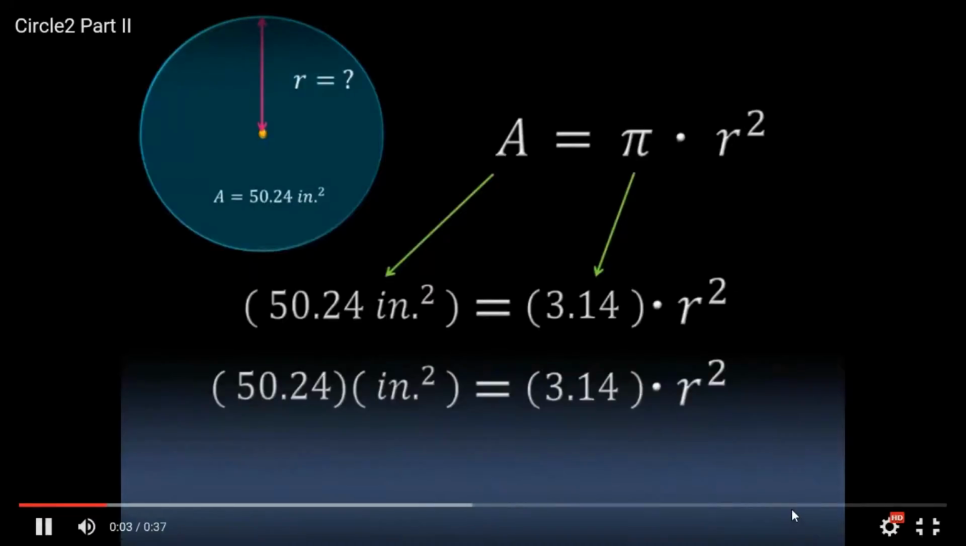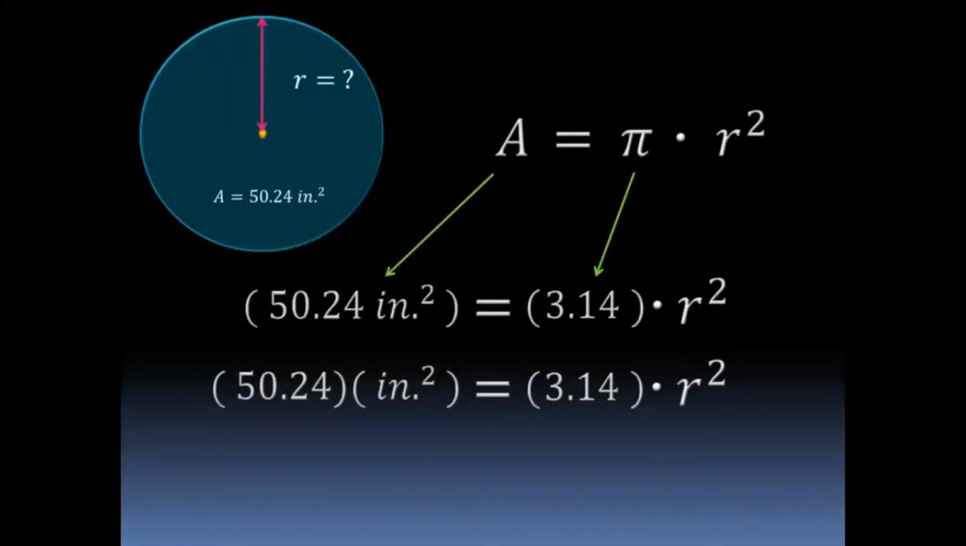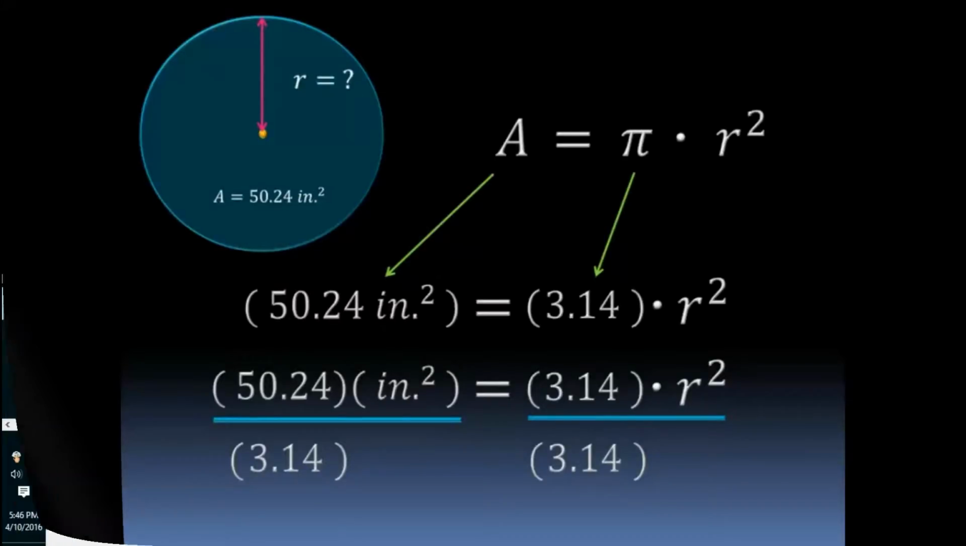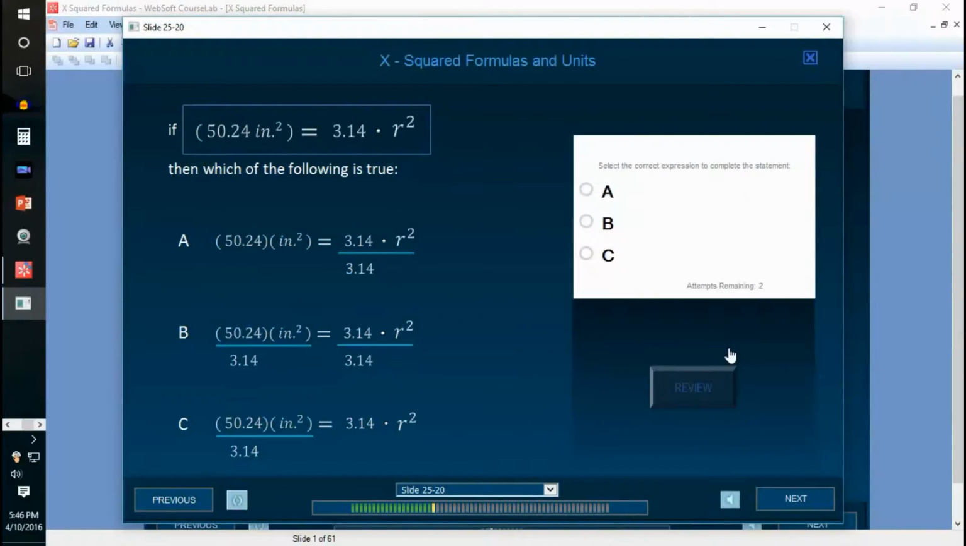Going further, we want to get r all alone, so we divide the right-hand side of the equation by 3.14. We must do the same thing to the left-hand side of the equation and divide it by the value 3.14. If this equation is true, then which of the following is true?